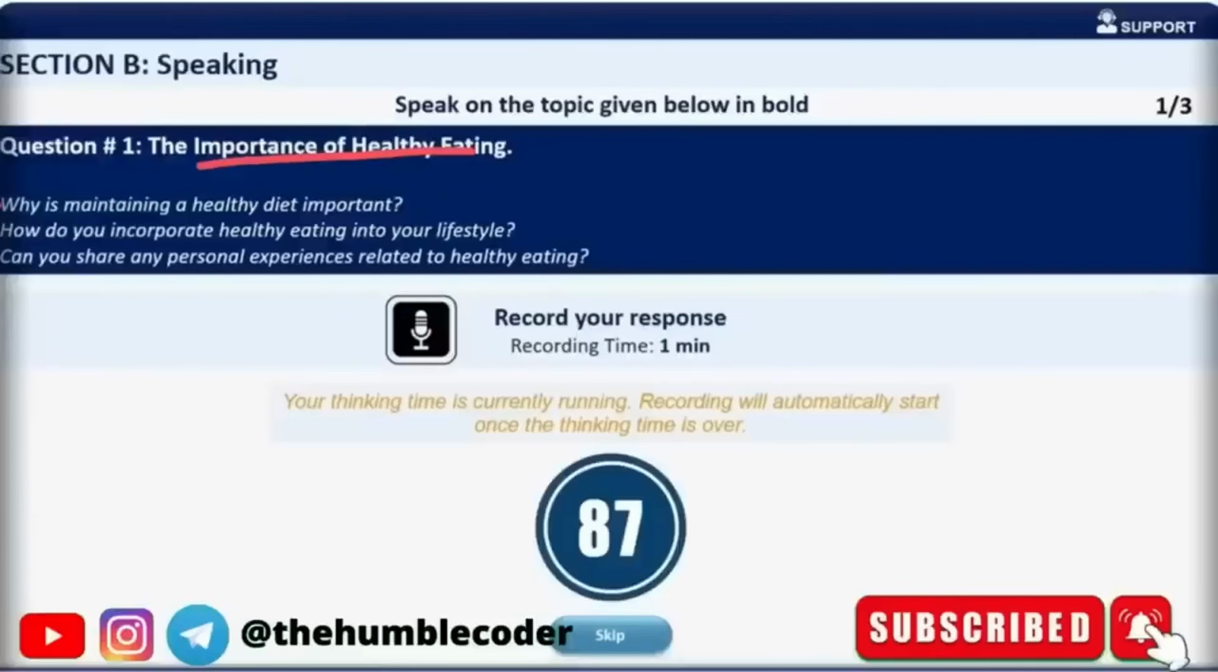Now there are some points given so that we can talk about this topic. The points are given in terms of questions. Why is maintaining a healthy diet important? How do you incorporate healthy eating into your lifestyle? Can you share any personal experiences related to healthy eating? So you can think about it in the 90 seconds, and once 90 seconds are over, you need to speak about it in the next 60 seconds. Okay, so let's speak about it.